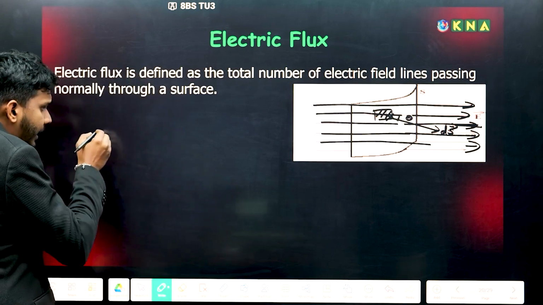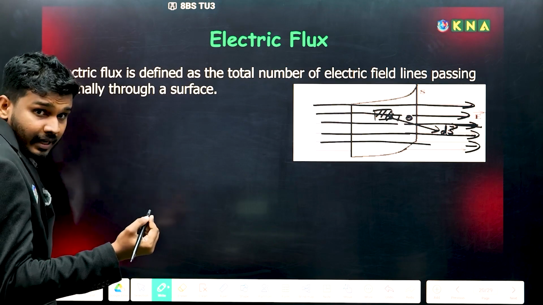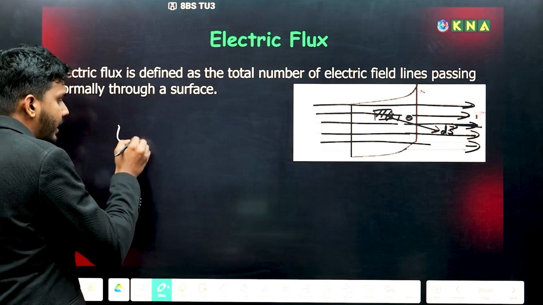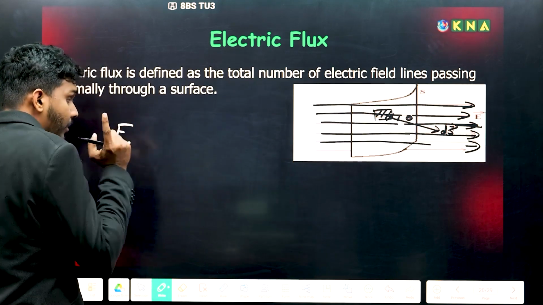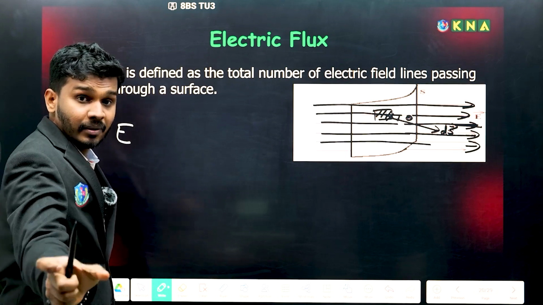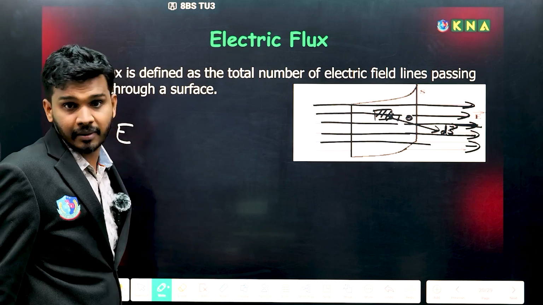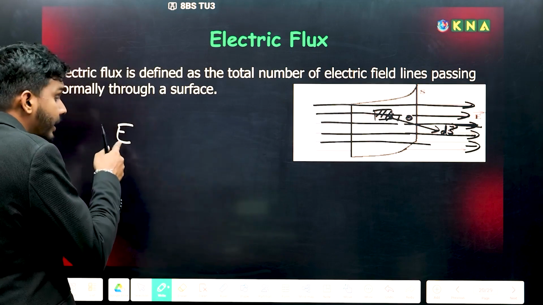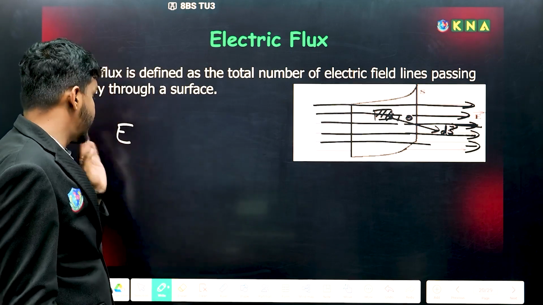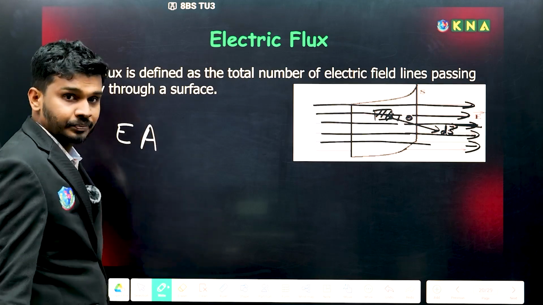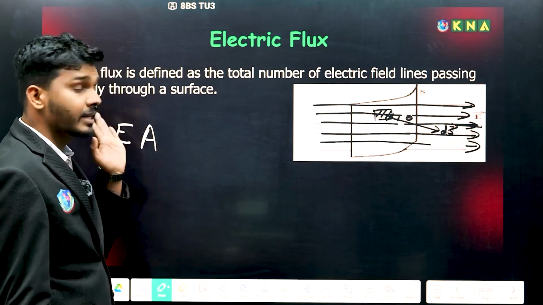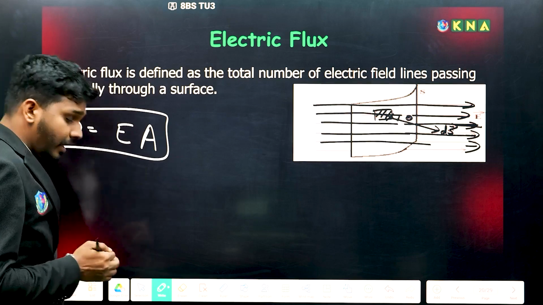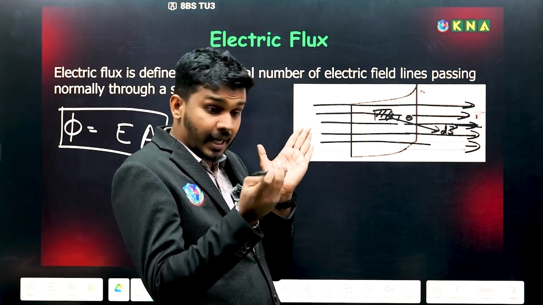Electric flux is the total number of electric field lines. We know that for a particular area, the number of electric field lines is E. Number density of electric field lines gives the intensity of the electric field. So for a particular area, the number of electric field lines is E, then total area is A, so E into A. So electric flux phi is equal to E into A, if area vector and electric field are in the same direction.